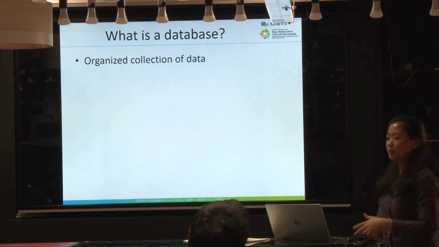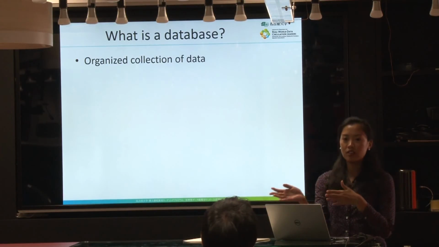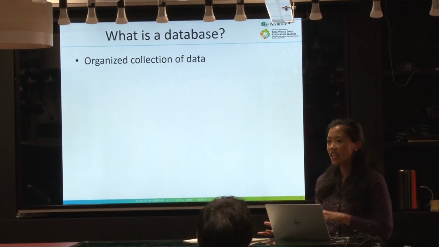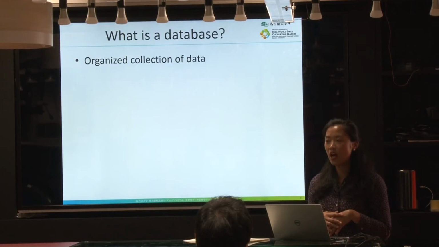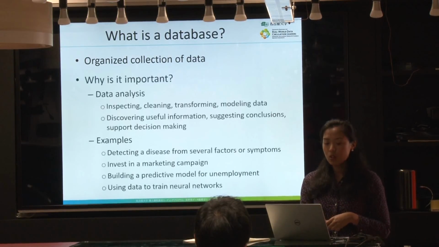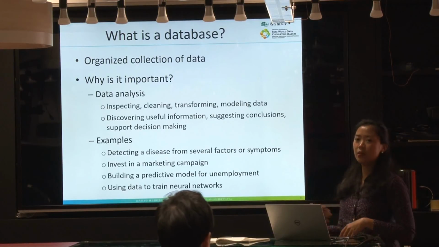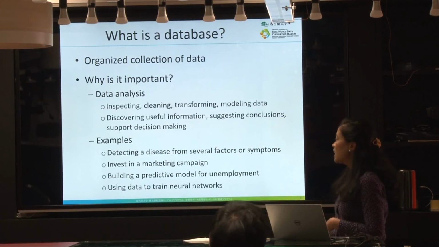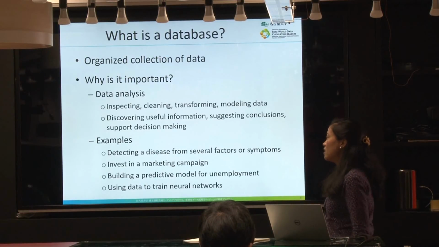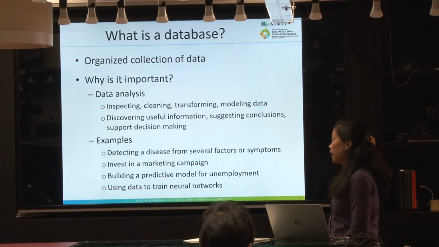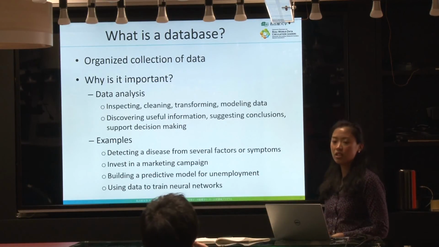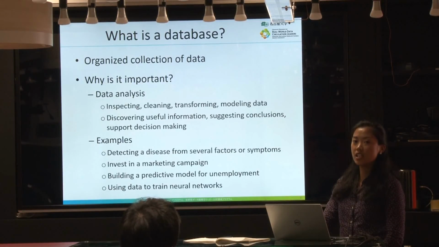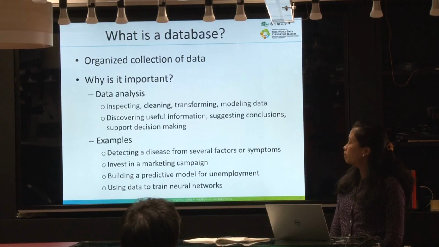Or you could also have a spreadsheet, an Excel file, and then you have different values per row. So that's another example of a database. And more complex than that is when you use a relational database management system wherein you have huge amounts of data. So why is it important? It is important because we have a lot of data nowadays, and usually it's organized into a collection. So we use a database in data analysis. Some examples are detecting a disease from several factors or symptoms, investing in a marketing campaign, building a predictive model for unemployment, using data to train neural networks. Those are just some basic examples on why it is important to have an idea on how to query a database.